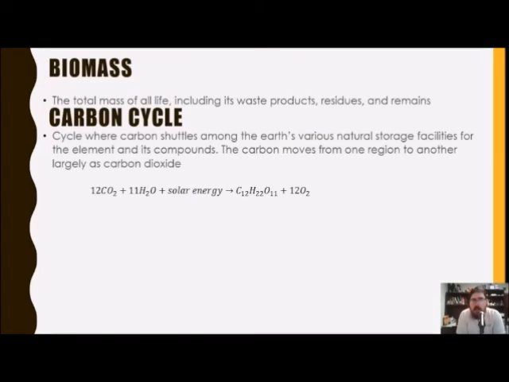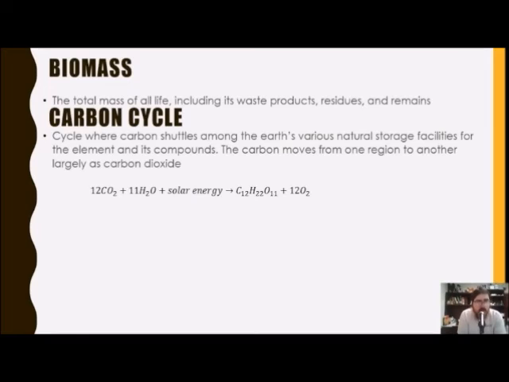Biomass is the total mass of all life, including its waste products, residues, and remains. So when we talk about burning biomass, biomass could simply be wood. You could take switchgrass, you can take some weed, cut it all down and burn that. You could take corn husks and burn that. You can turn corn into ethanol, because from corn you can produce ethanol. It's basically the mass of all things that are directly living and that we can use as a fuel source.